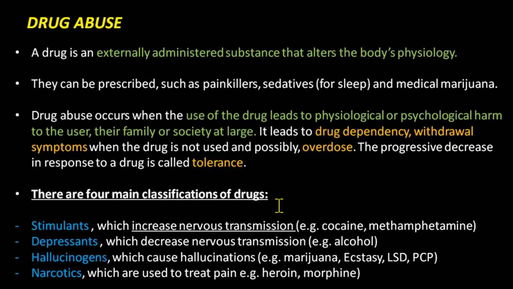So there are four main classifications of drugs. There are stimulants, which increase nervous transmission. Examples of this would be cocaine and methamphetamine or crystal meth. Depressants, which decrease nervous transmission, they slow you down basically. Examples of this would be alcohol and codeine. Hallucinogens, which cause hallucinations. Examples would be marijuana, ecstasy, LSD, and PCP. And we have narcotics, which are used to treat pain. Examples would be heroin and morphine and fentanyl.